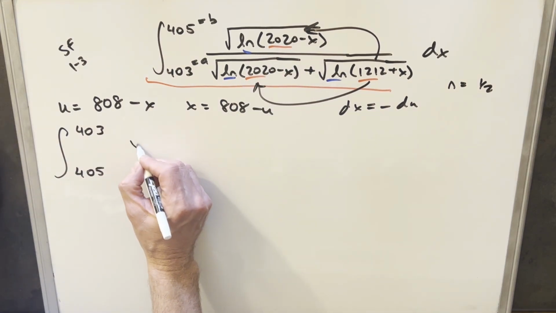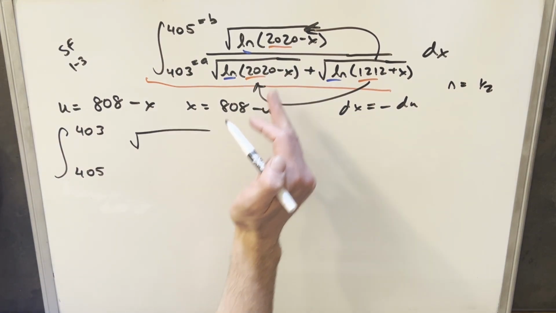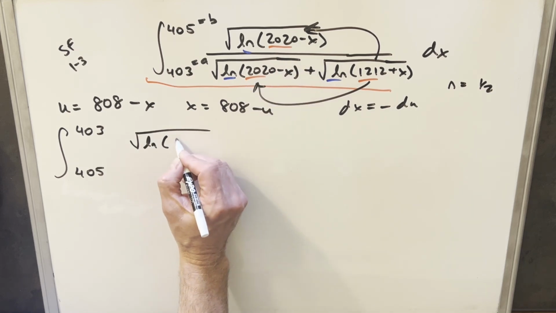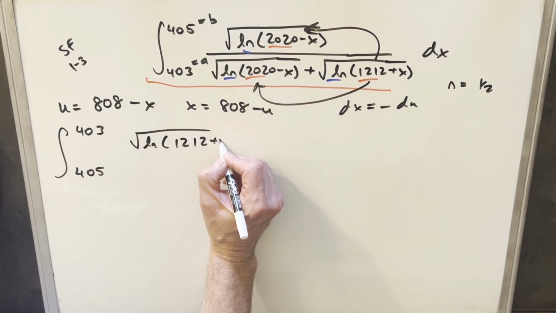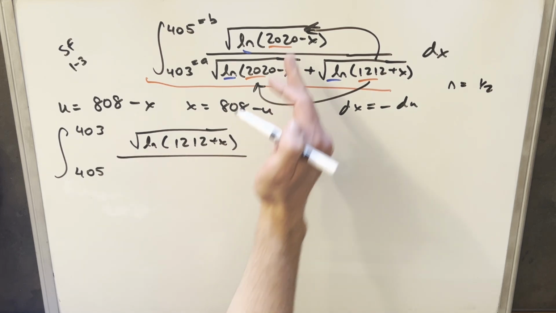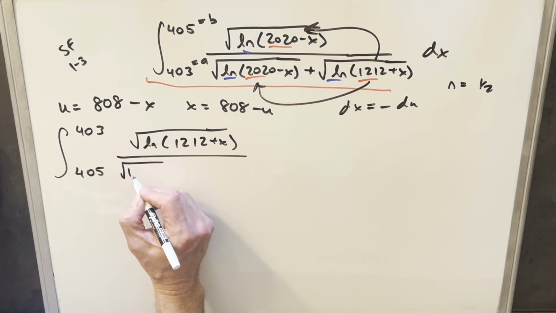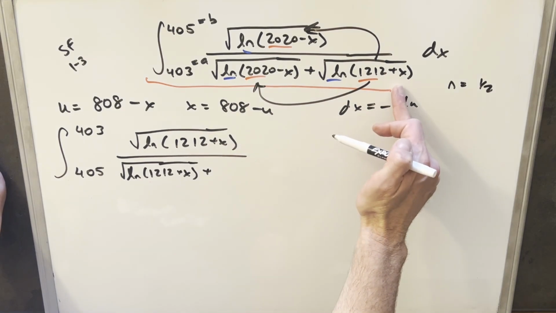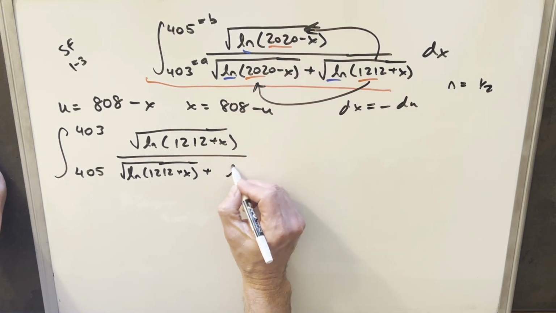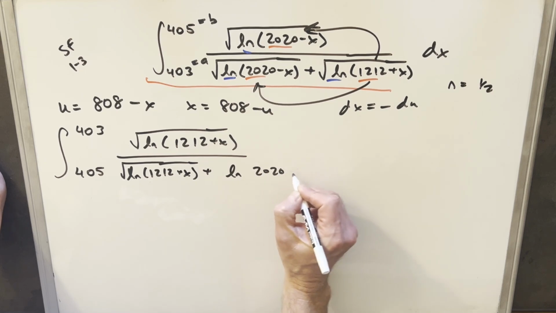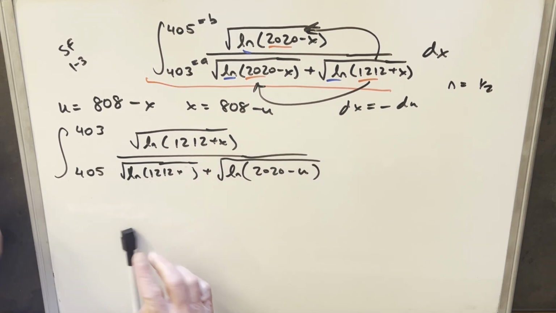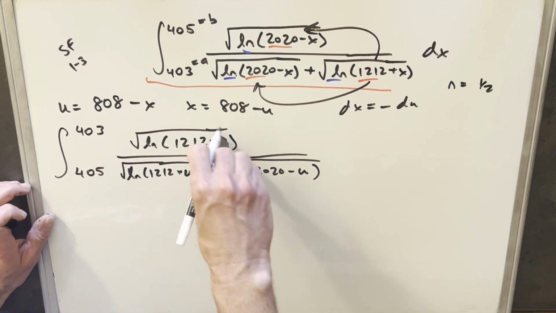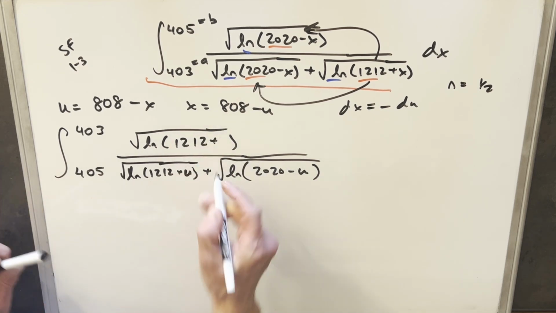Next, updating our numerator. If you plug in 808 minus u in here, you're going to get natural log of 12 plus x. Then this is the same thing over here, so we'll just copy down the exact same thing. And for this one, when you plug in 808 minus u here, you get the 2020. Sorry, I'm confusing my variables. This should be a u right here, and this should be a u right here. Let me just rewrite that, sorry.